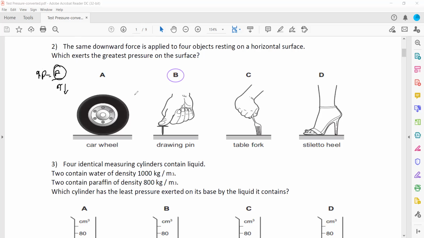So B, yeah, that's good. When you compare the area in contact, if area is more, then the pressure will be less. So they are all exerting the same force. So the one which will have the least area will exert the highest pressure. So B is the right answer.